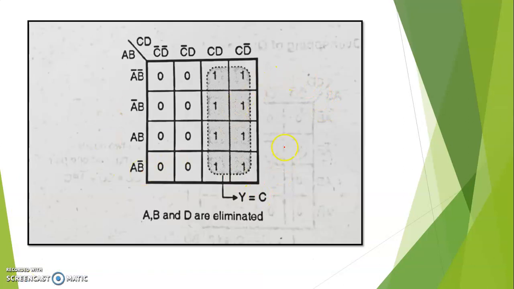You can do like that. Also you can group the 8 ones. You can see like you can use this. So Y equals to C, A, B, D are eliminated.